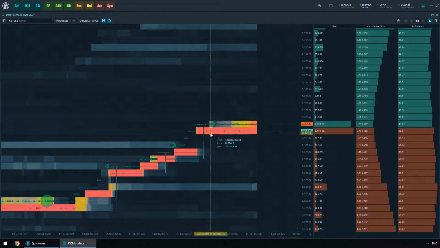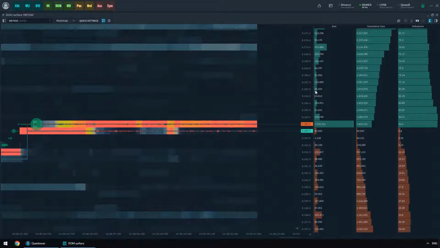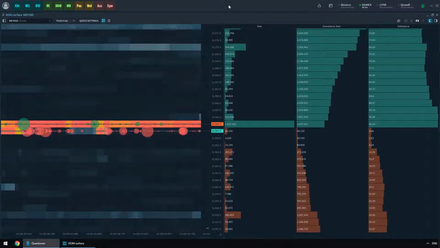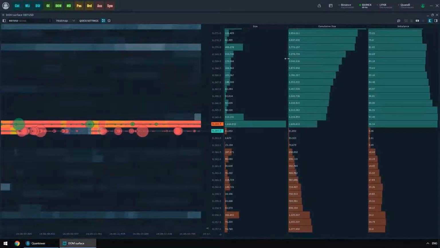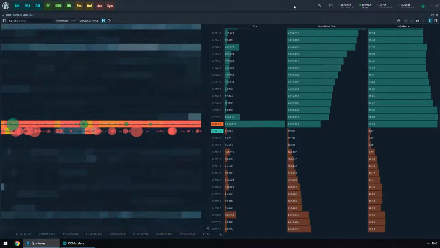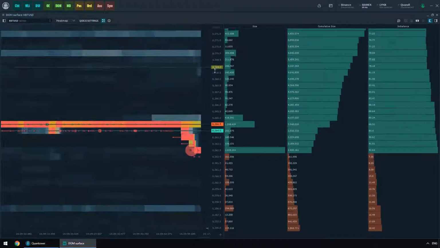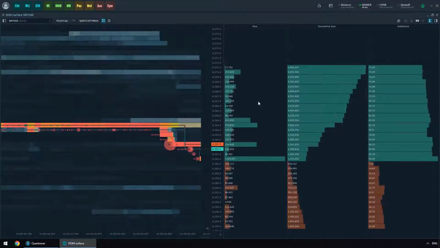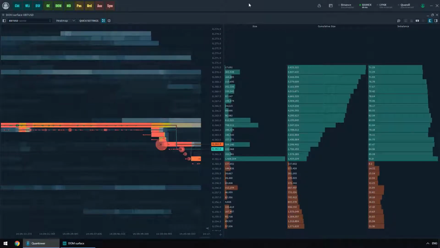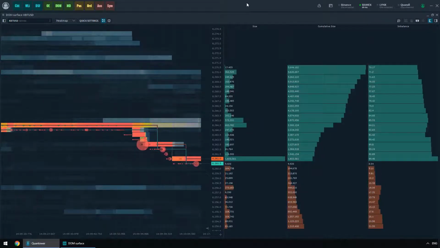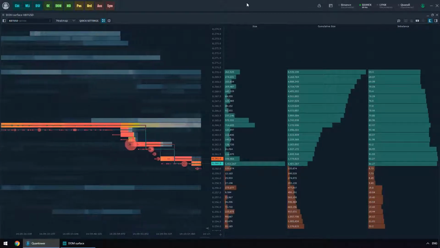One of the most important parts of the DOM Surface panel is the statistical table on the right. Let's see what information it gives us. The table consists of 3 columns: size, cumulative size, and imbalance. The size column shows the exact volume of limit orders at one or another price level. The cumulative size is the total volume for all price levels. This column allows a trader to determine easily which side prevails in the DOM.